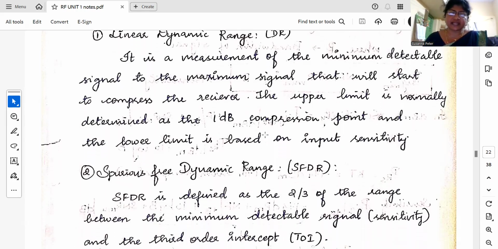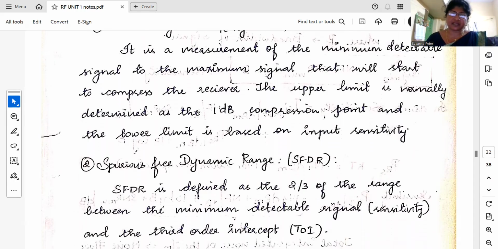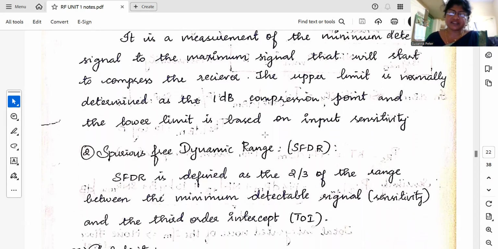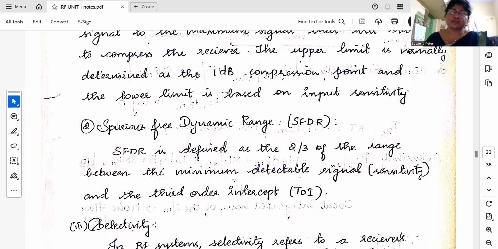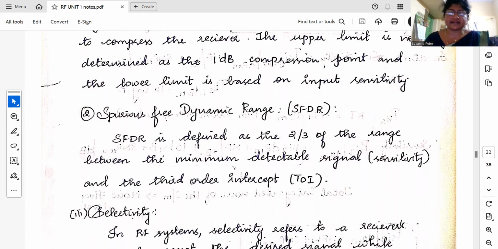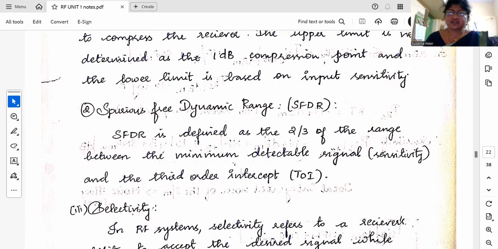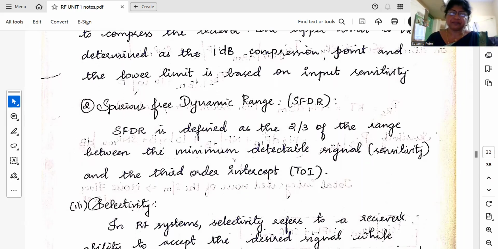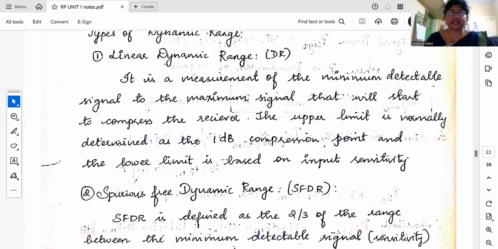Spurious free dynamic range is your second type of dynamic range. SFDR is defined as two-thirds of the range between the minimum detectable signal and the third order intercept. We will study the third order intercept in later topics. For now, just keep it in mind as a concept in dynamic range. So spurious free dynamic range and linear dynamic range are your two types of dynamic range.